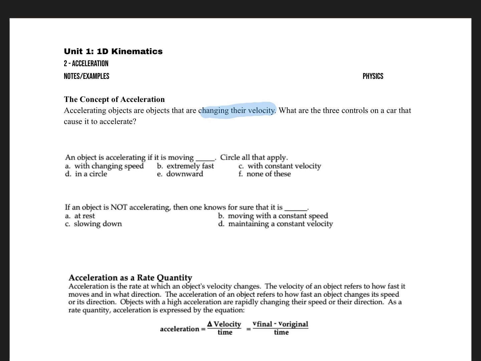And the three controls that cause a car to accelerate are obviously the accelerator or the gas pedal, right? We know that one. It's the brake pedal, the thing that slows us down, of course. And the third thing that we may not realize is the steering wheel, right?